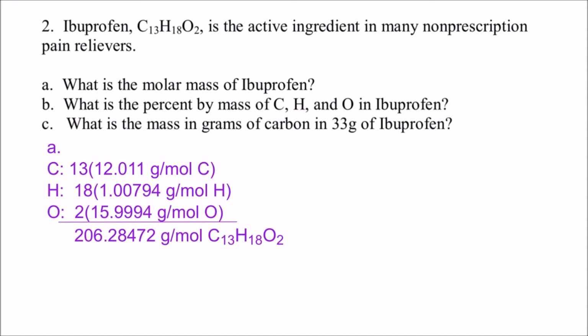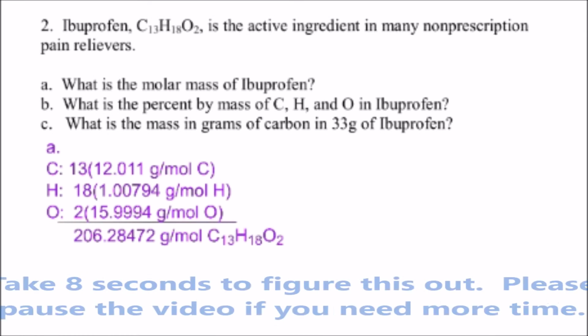Letter B wants to know the percent by mass of each of the elements. So what we just found out here was the whole. Remember, the equation for percent composition is part over whole times 100. Well, we just found out what the whole is. The parts are actually these individual pieces here. So after we've multiplied each one, that would be the part that's carbon, and this one would be the part that's hydrogen, and this one will be the part that's oxygen. Let's see what that is.